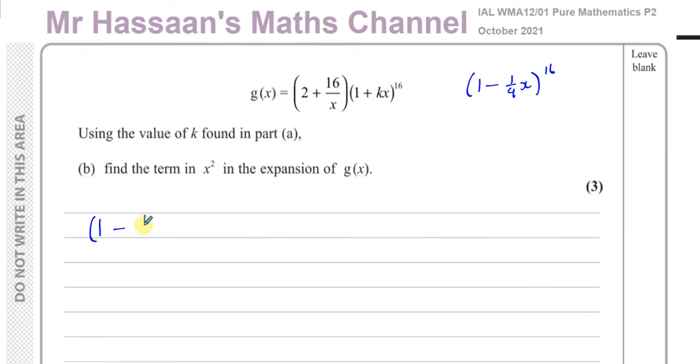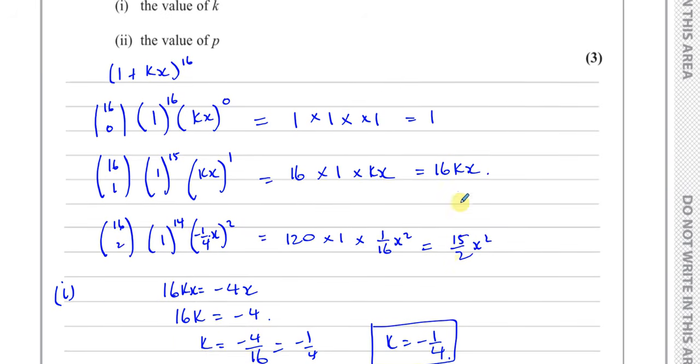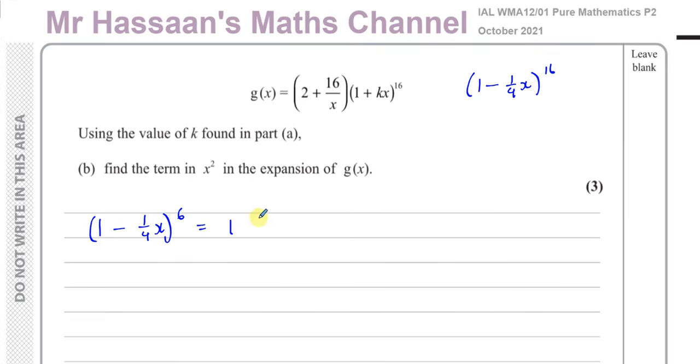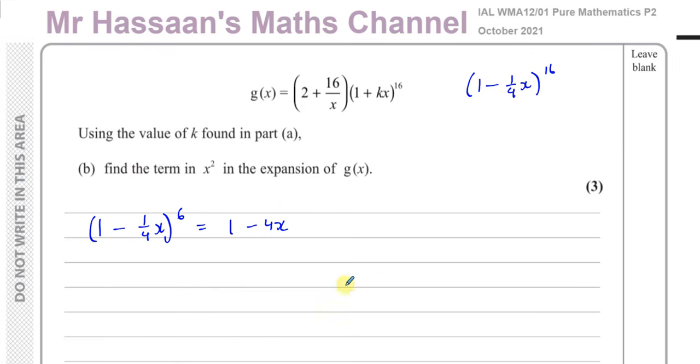We have 1 minus a quarter x to the power of 16. We got 1, and then the next term was 16kx, so we had 1 minus 4x. And then the next term was 15 over 2x squared, and that was positive. So we have plus 15 over 2x squared.